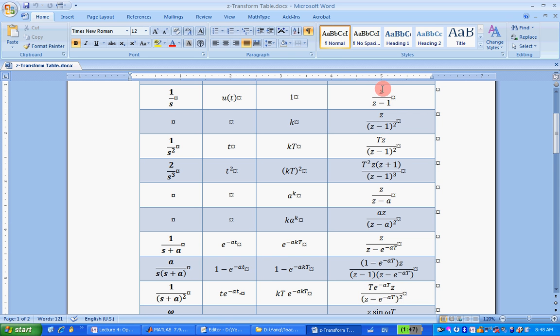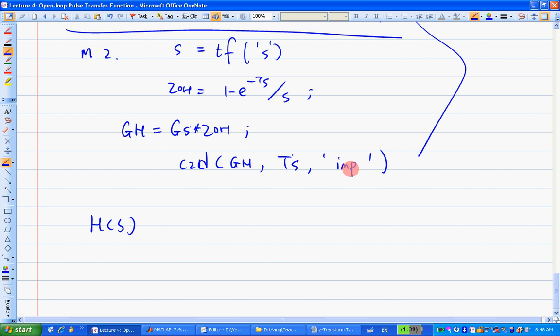Now the question is, where are they from? Can you verify the results here using the C2D command? If I want you to verify using the C2D command, basically here is this S function, so you have to define the S function first, then give it to the C2D, and give it a certain sampling time. And then, what would you do with this parameter? Would you use the ZOH or would you use IMP?